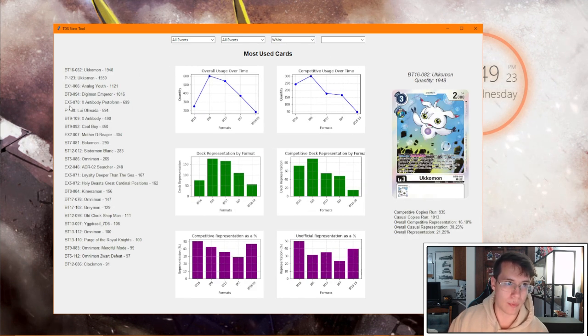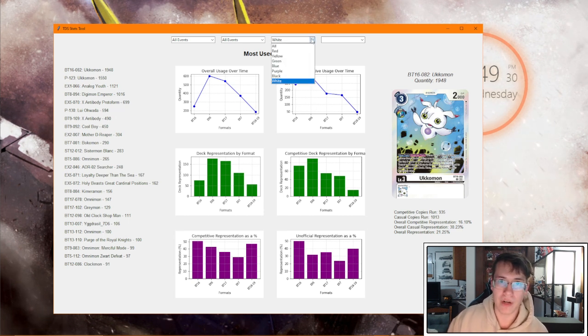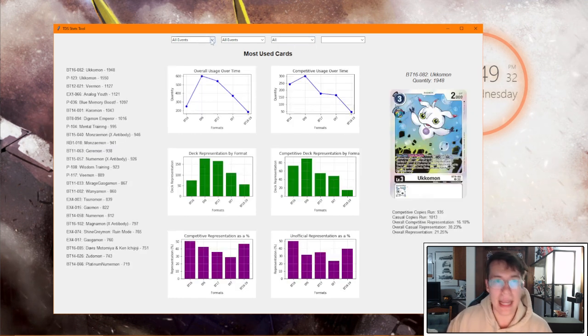Ukomon, Analog, Emperor, X-Antibody, Protoform. Ooh, maybe something we'll talk about someday at some point. And then other things like that. So, very cool. You can filter by this. And then you can filter by regionals and unofficial tournaments.